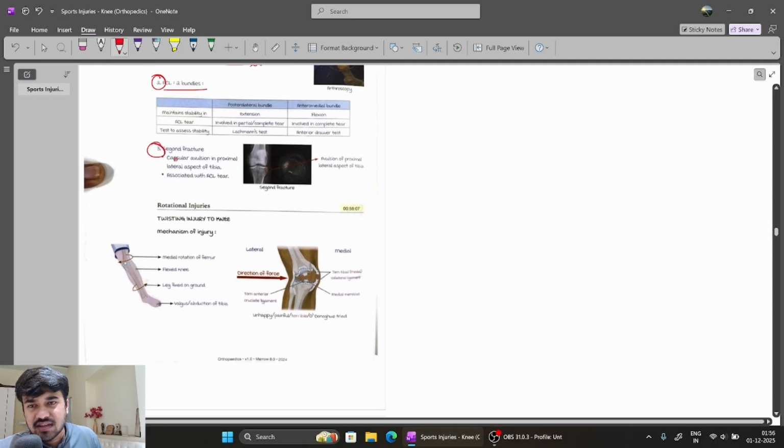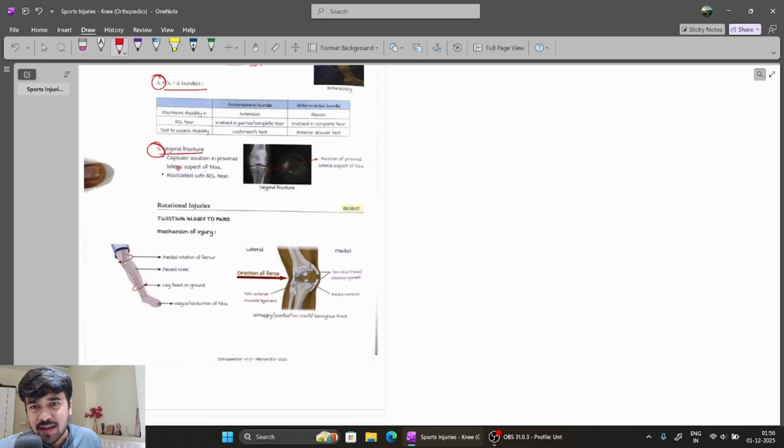Finally, Segond fracture. Segond fracture is important. So basically, Segond fracture is nothing but a capsular avulsion at the proximal lateral aspect of the tibia, right? And it is associated with ACL tear. Then we have the unhappy triad, painful triad, terrible triad, or O'Donoghue triad of the knee. This is very important, right? It has been asked previously.